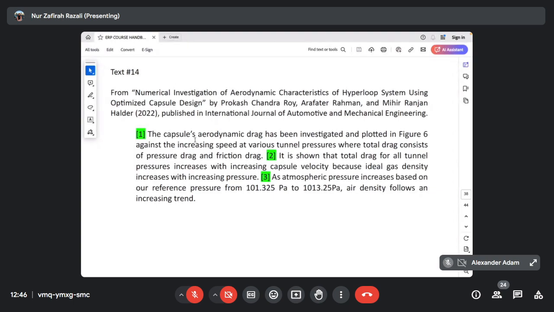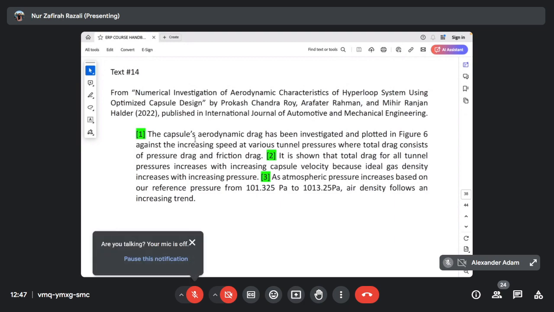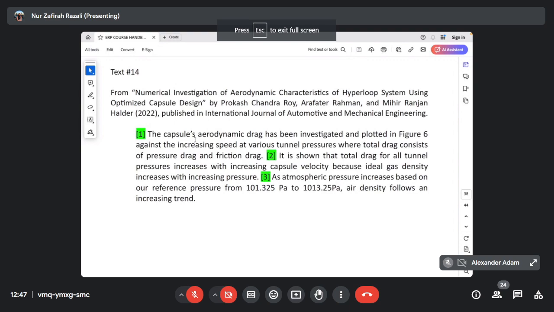Okay, anybody else? What's the nominal phrase? Andrew? The increasing speed at various tunnel pressures. Okay, so that's the nominal phrase. What's the preposition, Andrew? At. Okay, the increasing speed is the noun here, and the preposition is at, and another noun is various tunnel pressures. Okay, so that's the nominal phrase in the first sentence. All right, thank you, Andrew.